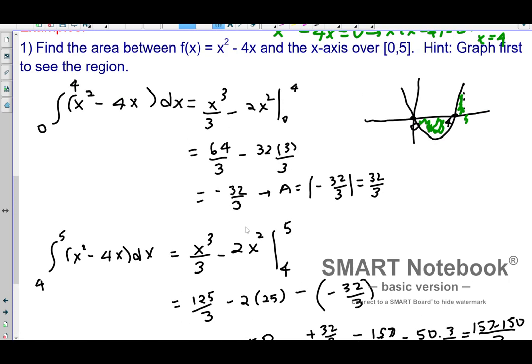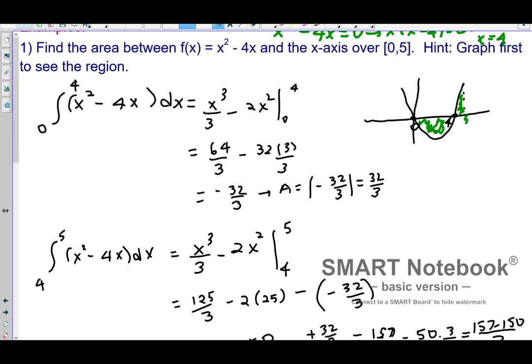So step number 1, find your x-intercepts. As a matter of fact, step number 0, graph the function, look at the region. If it's always positive, like something like this, you don't need to split it apart. You could just find the x-intercepts here and integrate it from this x-intercept to that x-intercept, right? Because it's above the x-axis all along. But if it alternates, sometimes positive, sometimes negative, in that situation, you would need to split it into regions and add up the absolute values.